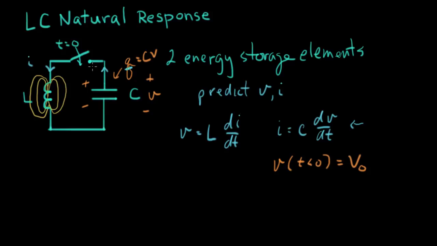And what else do we know? Well, the switch is open, so that means that the current through this loop, the current in our circuit, is 0. So we can write I of t less than 0 equals 0. So there's two things we know about the circuit. So now we're ready to close the switch. And we're going to take a break right now, and I'll see you in the next video.